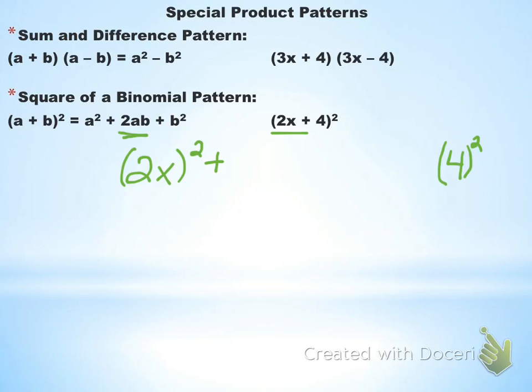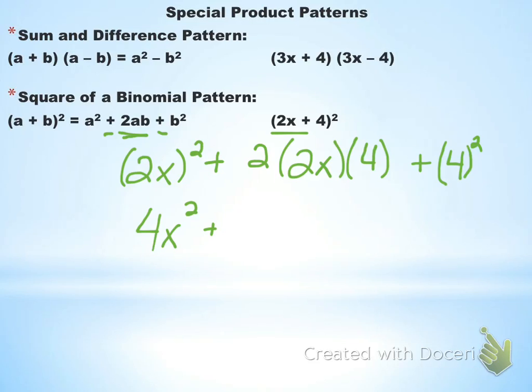You're going to have 2 plus signs. I don't have to pay attention to the sign because this always tells me what's going to be the sign. Then I multiply 2x times 4. And then I multiply that by 2. So I get 4x squared plus 2x times 4 gives me 8x. 8x times 2 gives me 16x plus 16.